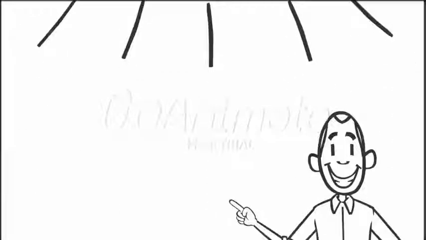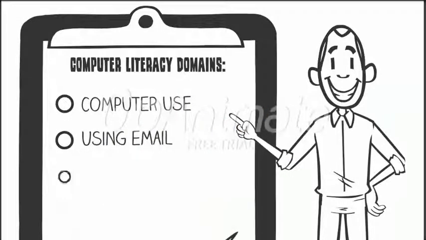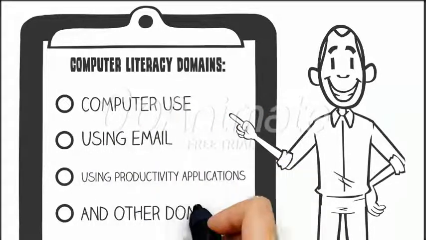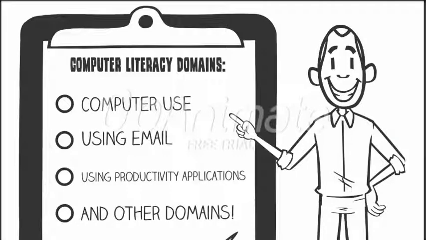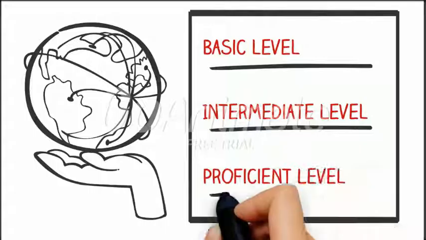The Maryland Technology Literacy Standards for Students has established multiple domains of knowledge that fall into the category of computer literacy. These domains can cover things like computer use, using email, using word processors and presentation applications, working with databases, and working with the World Wide Web. For each domain, there are 3 skill levels: basic, intermediate, and proficient.